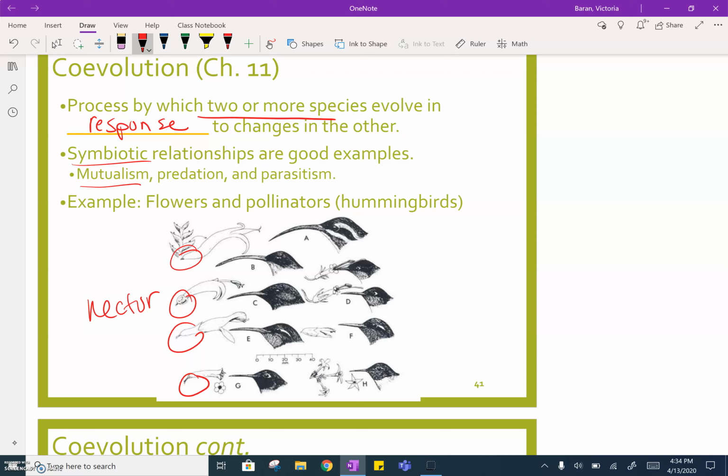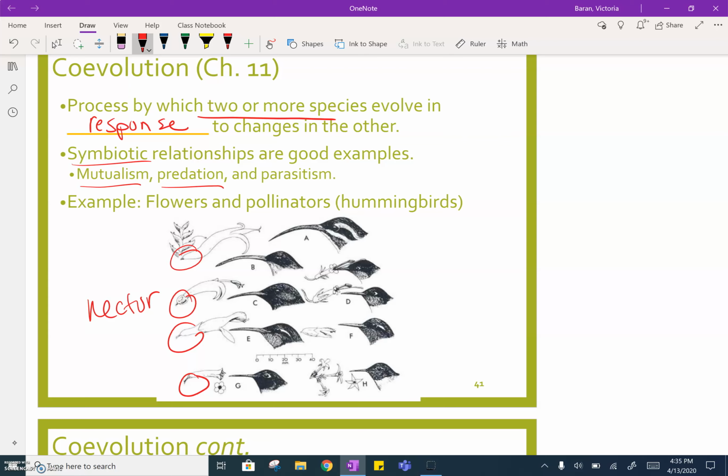And specific hummingbirds have adapted to specific flowers. So the flowers have evolved in response to changes in the hummingbird, and the hummingbird has evolved in response to changes in the flower in order to get that nectar. So that's an example of a mutualistic relationship.